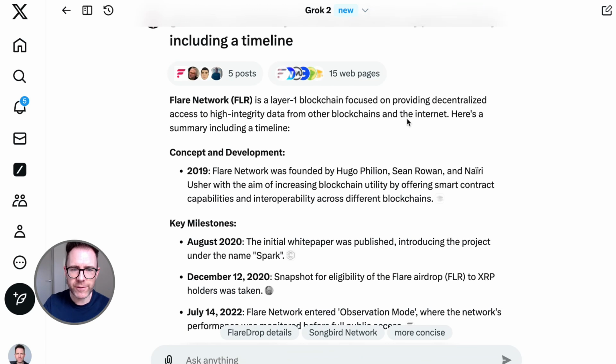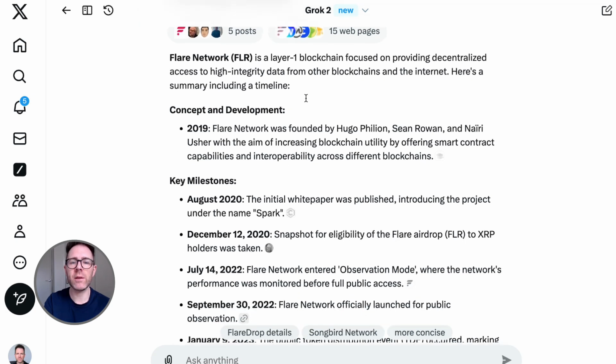Let's read it together. FLR Network, FLR, is a layer 1 blockchain focused on providing decentralized access to high-integrity data from other blockchains and the internet. So it's a blockchain data aggregator, very similar to what we were talking about with The Graph the other day. A little bit different, but in a similar vein. Here's a summary, including a timeline.